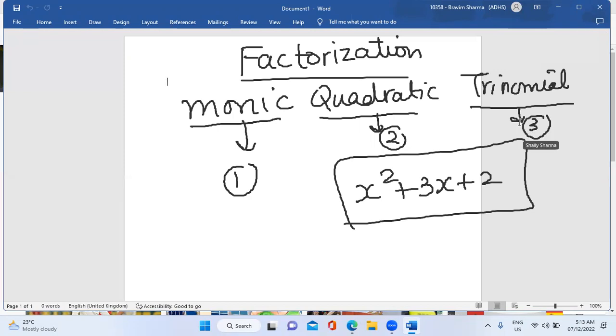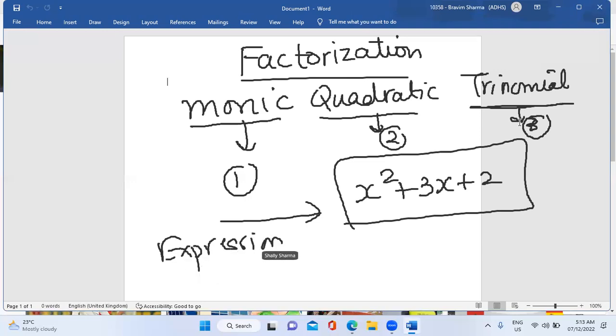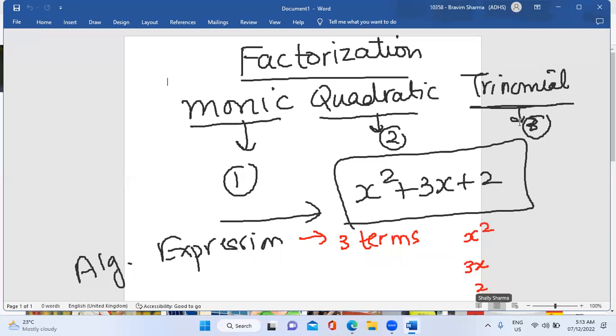You can remember it like this. But what is that 1? What is that 2? What is that 3? I'm going to explain now. Trinomial, as I said, it is 3. What is the meaning of 3 here? That you will be dealing with an algebraic expression which would be having 3 terms. And what are those 3 terms? One is x squared, another term is 3x, and another term is 2.